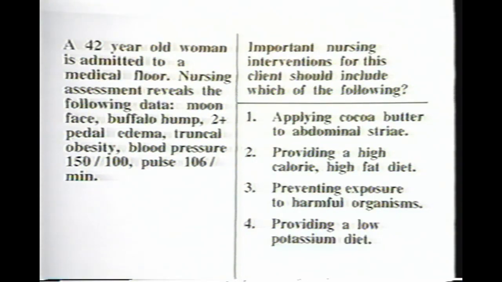And of course, we always look at all the answers in every question. If you look at number 4, a low potassium diet is incorrect. She needs a high potassium diet. The aldosterone causes her to lose potassium.